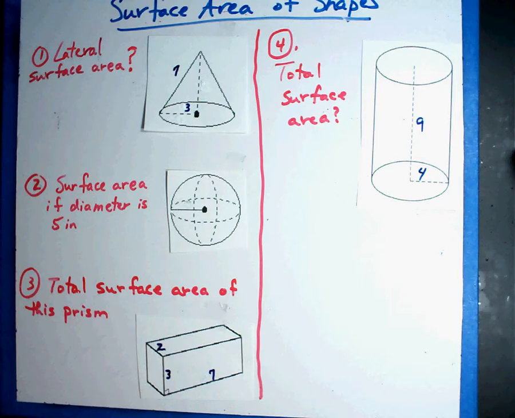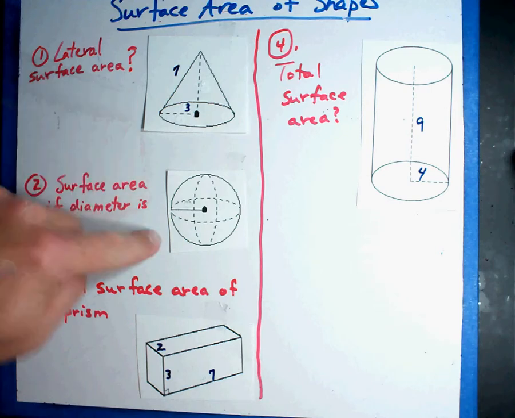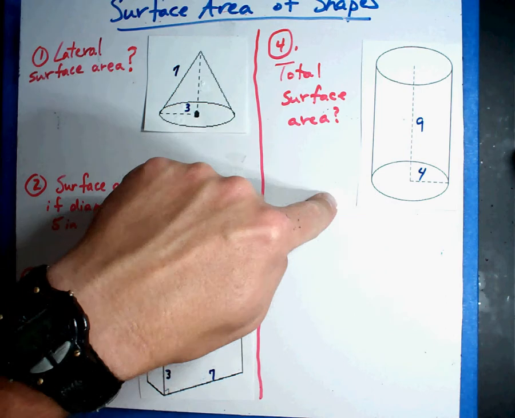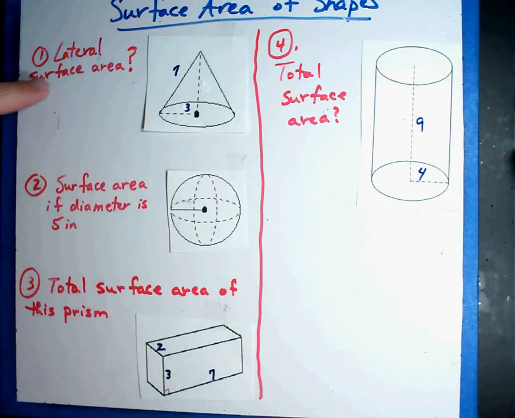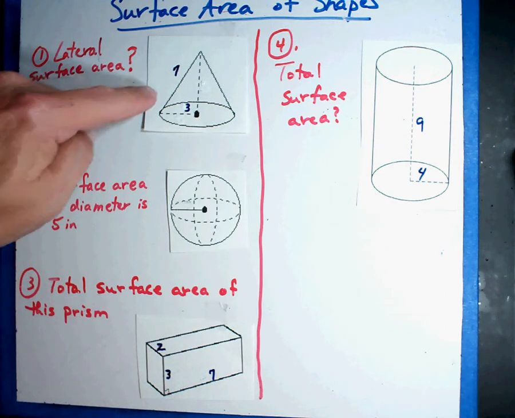Now it's your turn to try. Here are 4 examples from the notes that we just took, and I want to see if you can calculate each of the questions that are asked. There are 4 different shapes, and there are 4 questions. So for the first one, what is the lateral surface area of that shape?